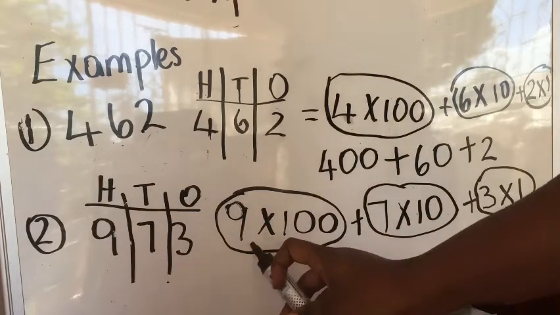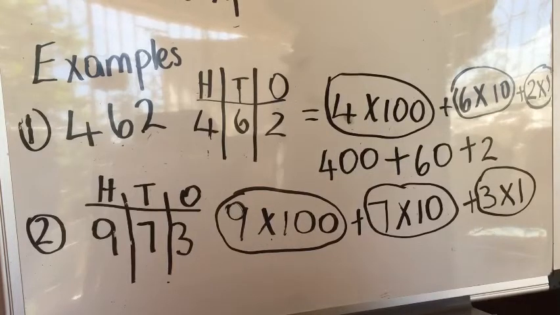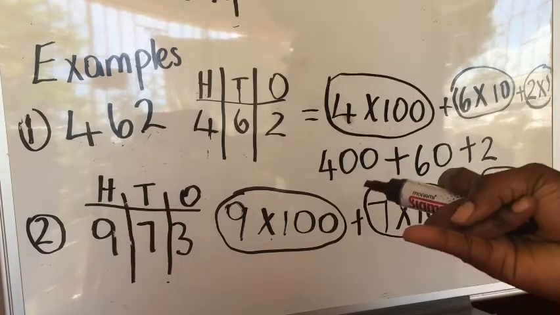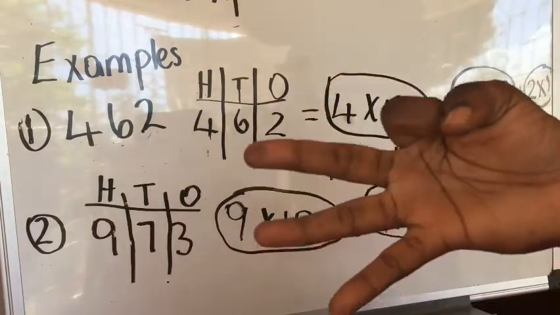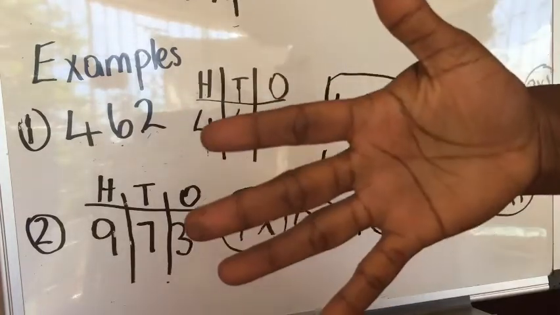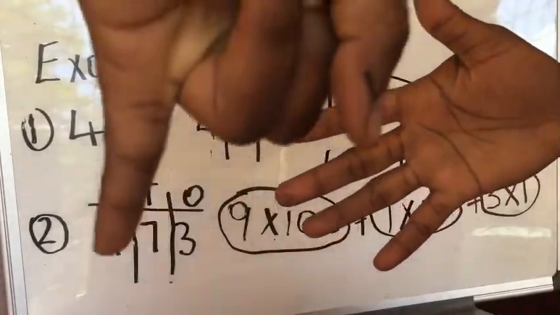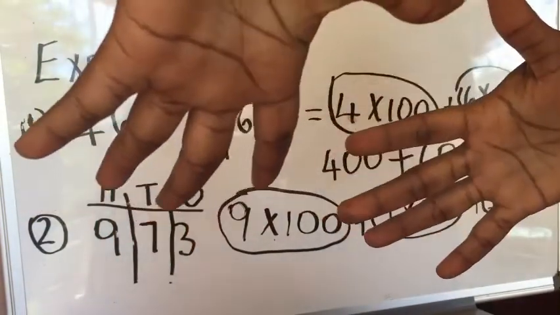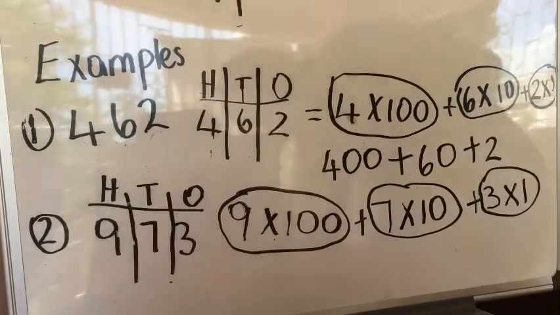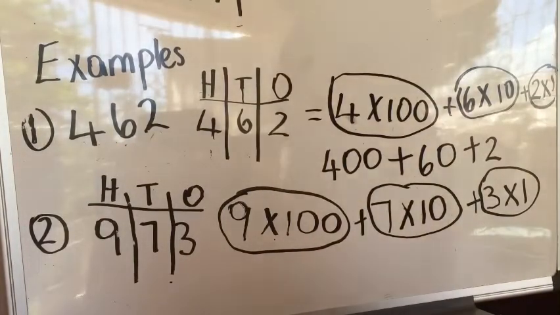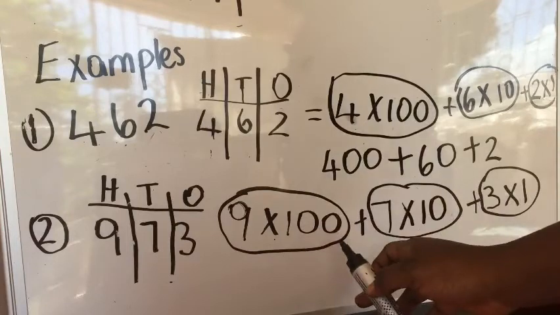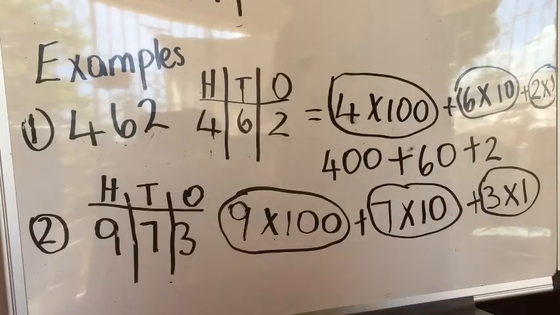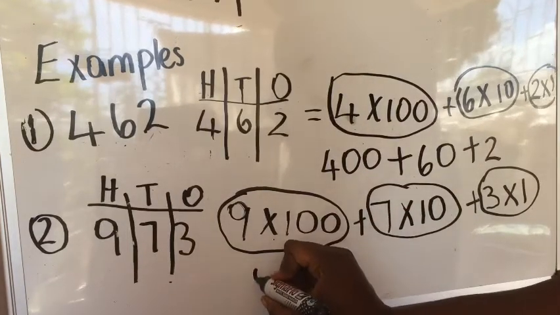Now, to finalize your answer, you're going to say 9 times 100 is what? 900. You have to know how to count by 100. 100, 200, 300, 400, 500, then 600, 700, 800, 900, 1000. Remember, we were doing it in class, so don't forget. So 9 times 100 is 900.